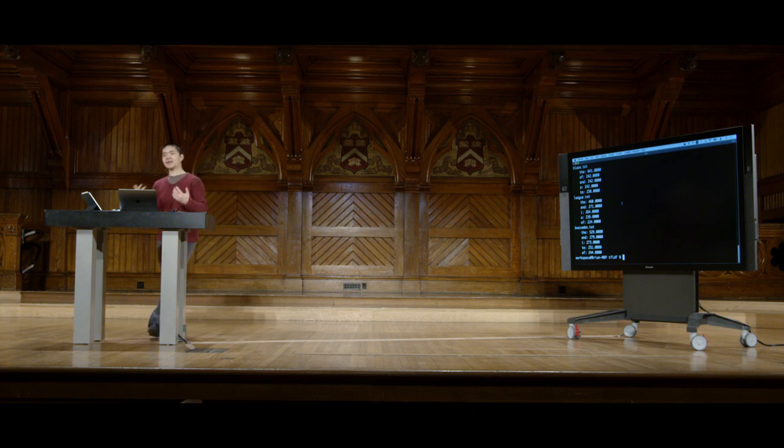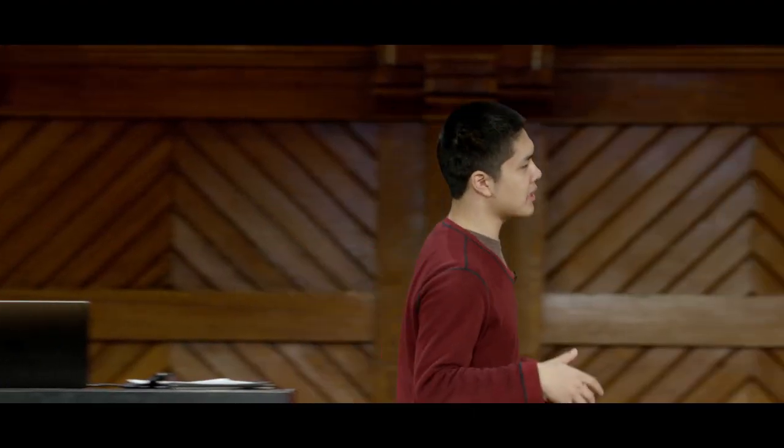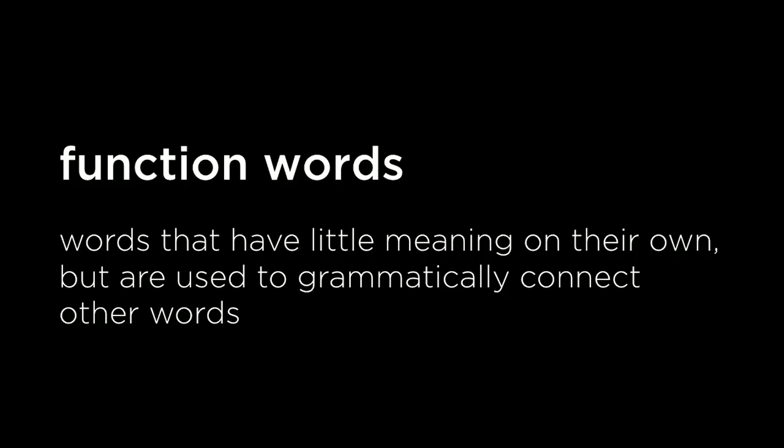It turns out we can categorize words into a couple of different categories. These words happen to be what we might call function words. Function words have little meaning on their own, but are used to grammatically connect different parts of a sentence.